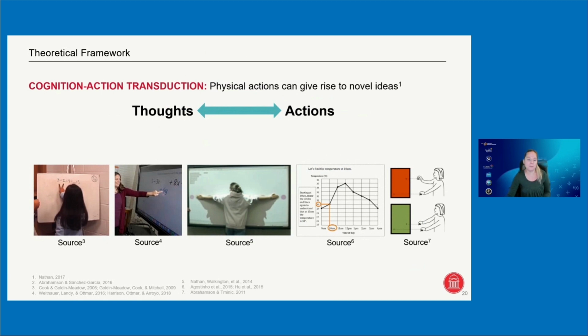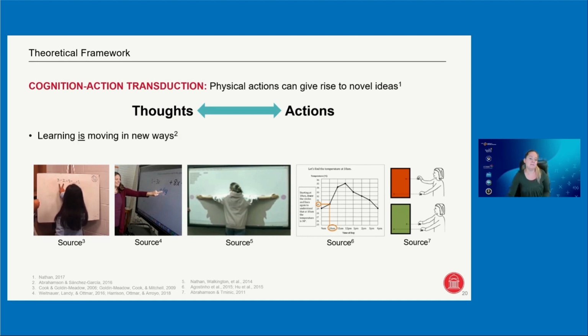You think about moving your arm, so you move your arm. But cognition action transduction recognizes that your actions can also cause novel thoughts, novel ideas, including novel mathematical learning. So there's various studies that have tested cognition action transduction, where students are instructed to make different movements, and then it's observed whether they learn purely from making those movements.